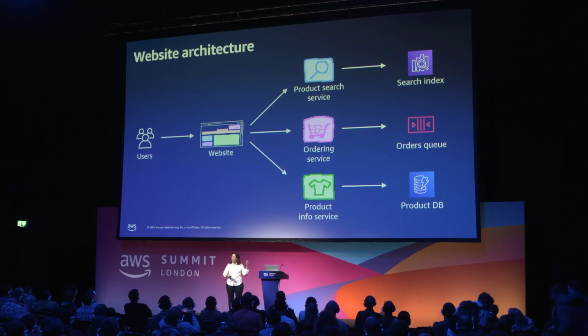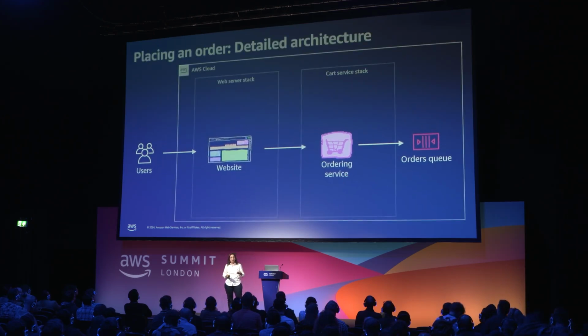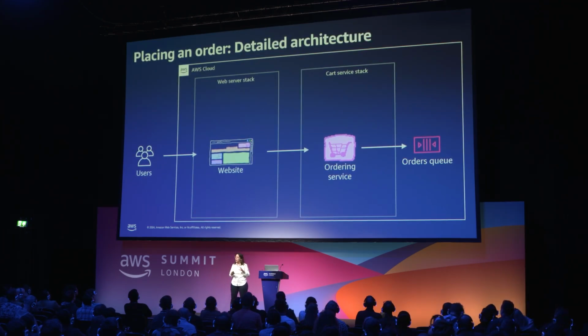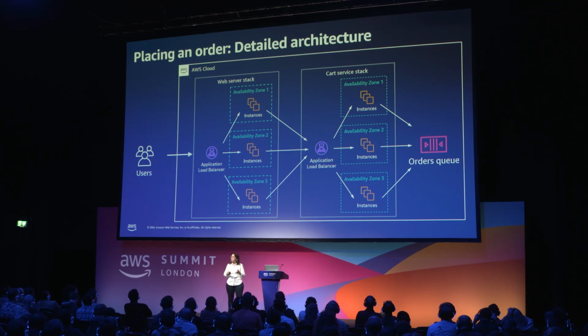So again, I'm considering the same e-commerce website. This is how the architecture is going to look under the hood, where now that we have a problem with the ordering service, I'm going to zoom in on the ordering service workflow, where you have user requests coming in to the web server cart, and then you have the cart server stack. And under the hood, you have EC2 instances in different availability zones where requests are coming in to the load balancers in the web service stack, which passes it on to the cart service stack.